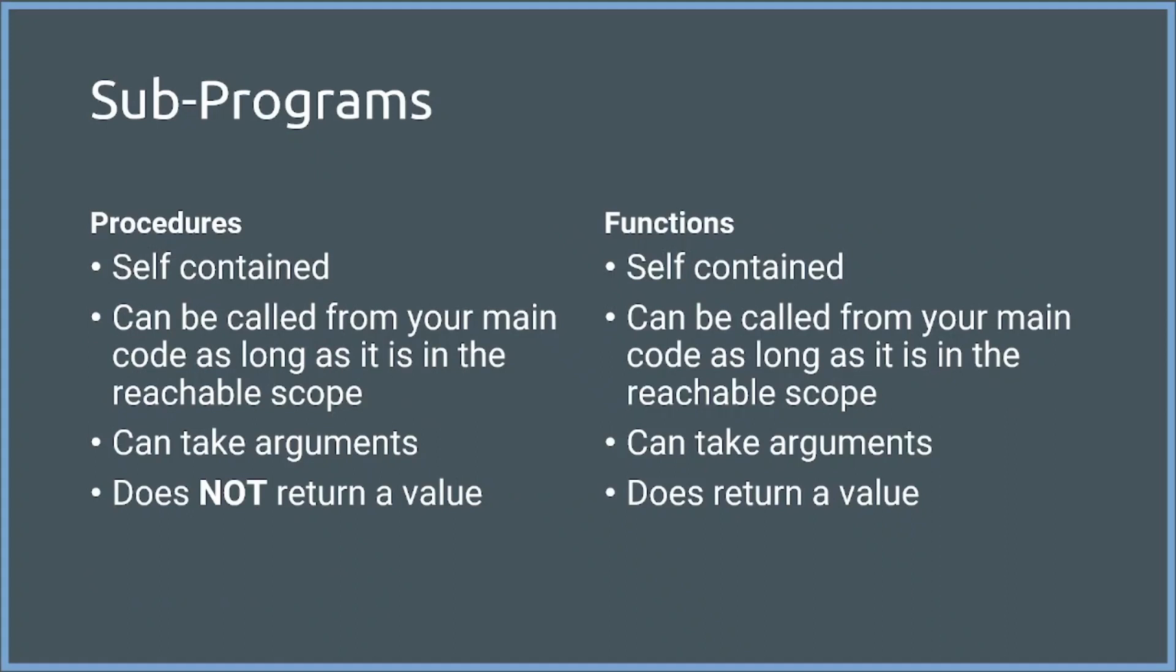So these are the differences. You can actually see that both procedures and functions are the same, in that they're self-contained, can be called from your main code as long as it's within the reachable scope, and can take arguments. And then the difference comes with this last bullet point. Procedures don't return a value, whereas a function does. And we'll go into that when we have a look at the code examples.